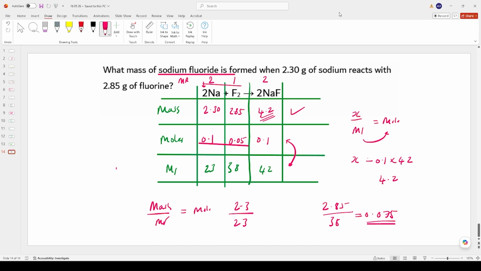How do you know that's in excess? Because I can see that the moles was 0.05 and the actual is this. So that means 0.025 was wasted.